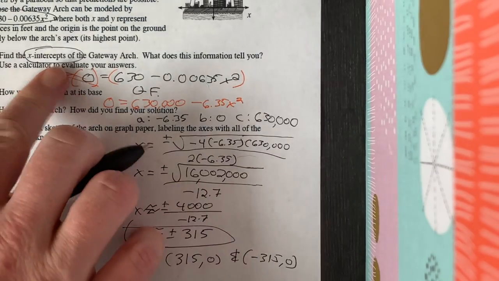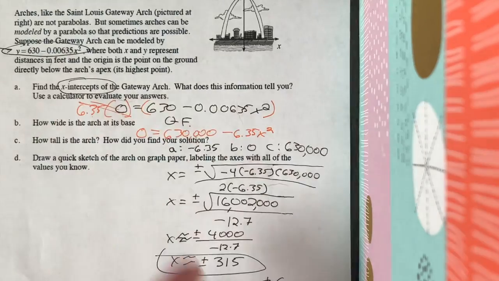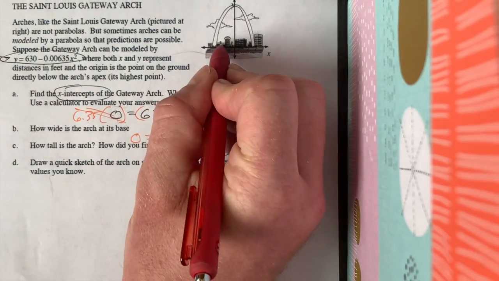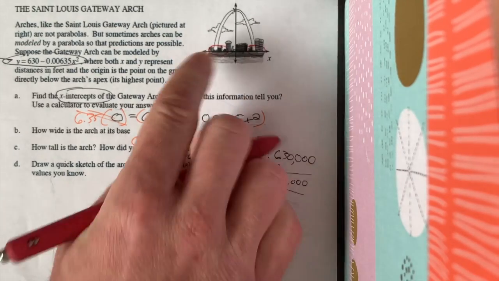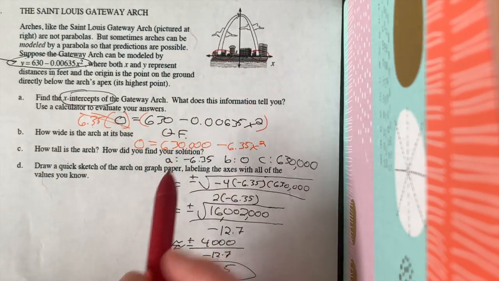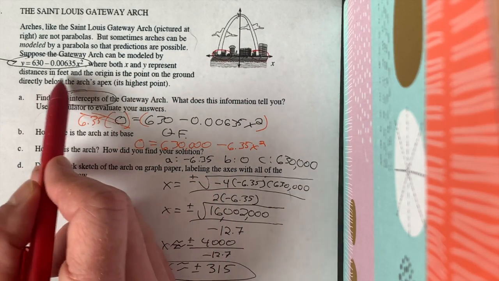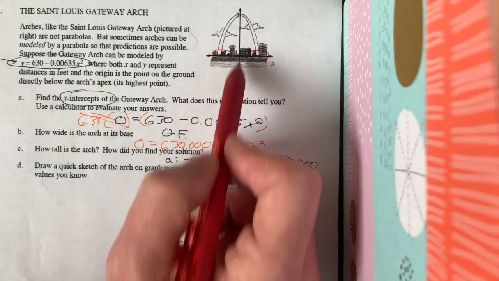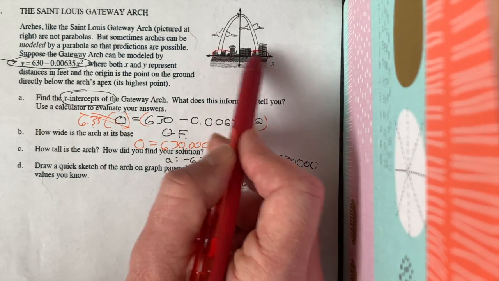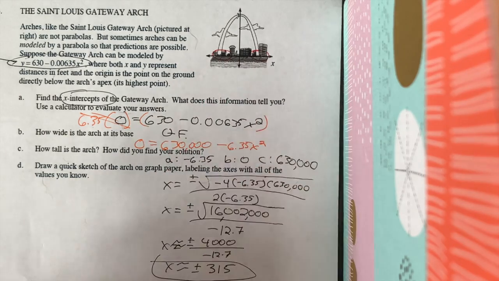So check your answers here. Let's look up at the context of the problem. What does this mean in the context of the problem? Well, x-intercepts are probably going to be the roots of the graph, but it's also where the arch is rooted. It looks like we have y representing distances in feet, and y is probably the vertical distance in feet. So when y is on the ground, no vertical distance from the ground, that's going to be my x-intercepts at 315 and negative 315.